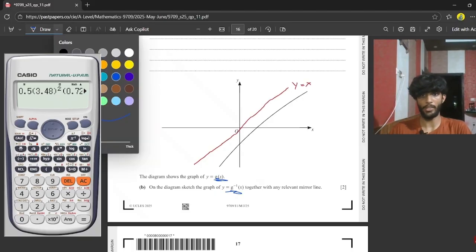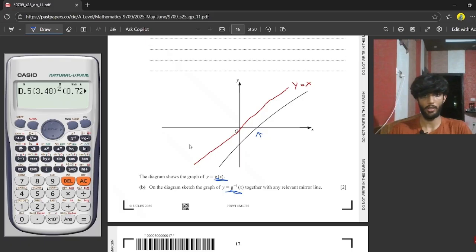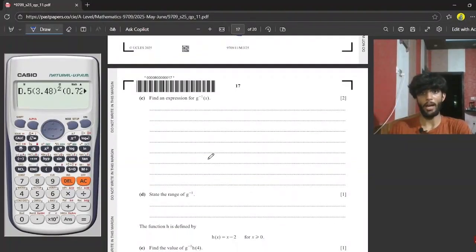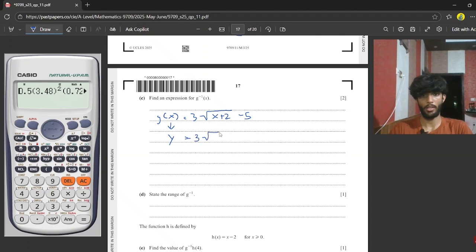And then I draw the reflection of this line on the other side of that mirror. So that line is simply, just approximately, it's going to be like this. Like that's how it's somewhat going to be. Like it's a sketch, so it doesn't have to be perfect. Now we need to find an expression for g inverse of x. So what is g of x? G of x was 3 under root x plus 2 minus 5. Now what we need to do is we need to say that the g of x, this thing is going to become a y, and this thing is going to stay an x.